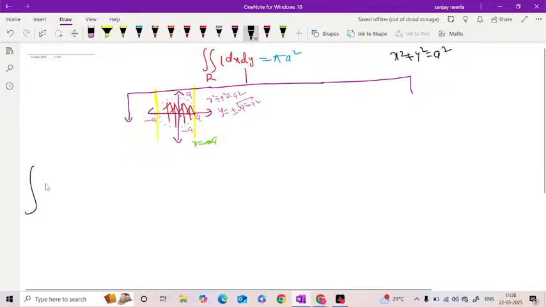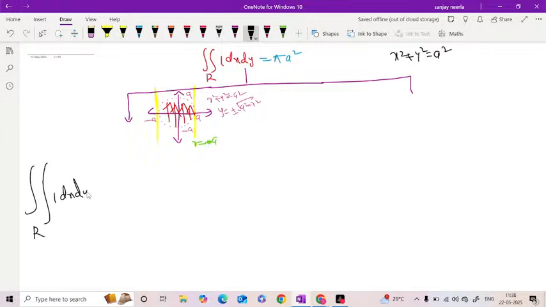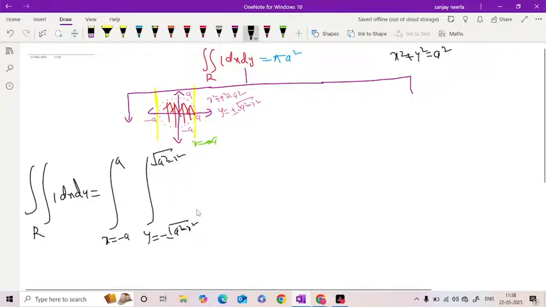Now the double integral of 1 dx into dy. First of all you have to fix the x limits. Now the x limits are minus a to plus a, and what are the y limits? y is equal to minus under root of a square minus x square to under root of a square minus x square, into 1 dx into dy.